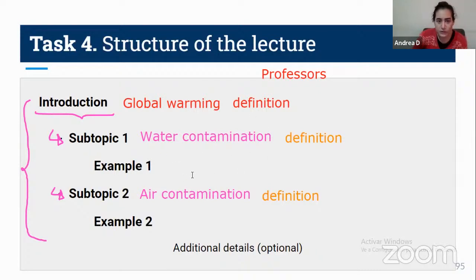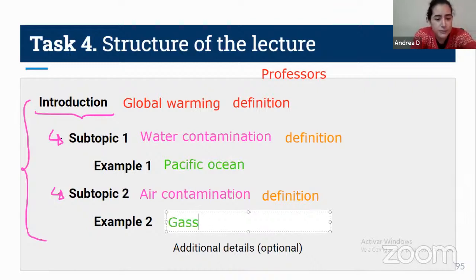And finally, one more thing that you'll have is 2 examples. So for each one, you'll have 2 specific examples illustrating that certain subtopic. So if we're talking about water contamination, maybe you have the Pacific Ocean, and some sort of process. So they will give you an example for that. And if we're talking about air contamination, maybe they'll give you another one. Maybe the name of a specific factory, or the name of some gases. You know, they talk about CO2. But they will give you some specific examples.